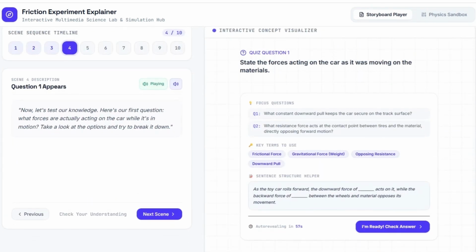Now let's test our knowledge. Here's our first question. What forces are actually acting on the car while it's in motion? Take a look at the options and try to break it down.